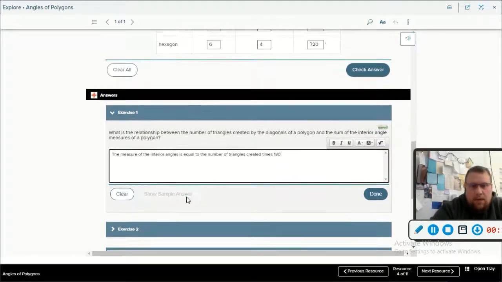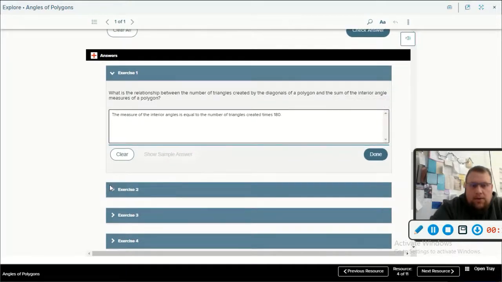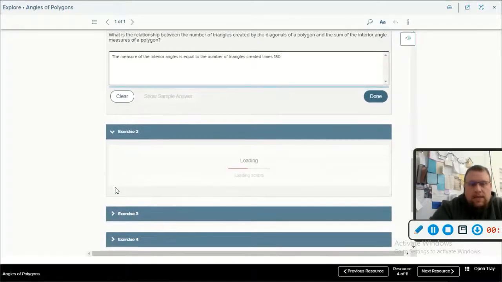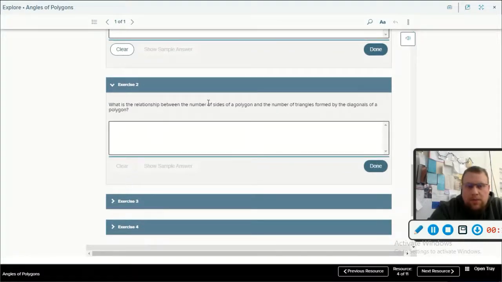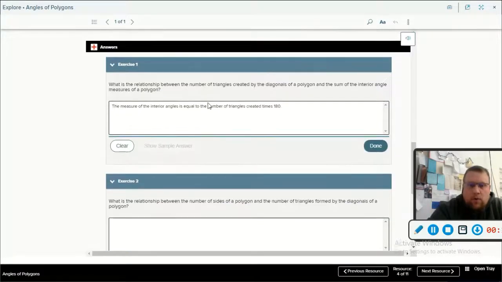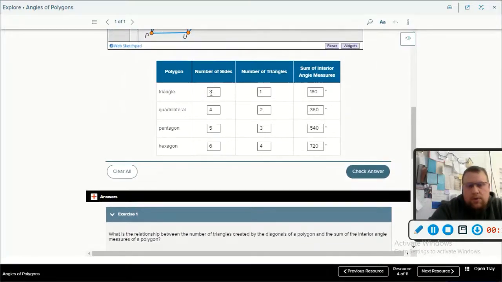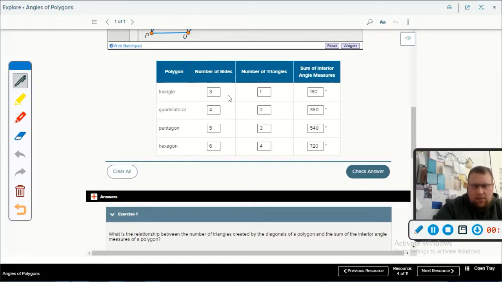Awesome. And then let's go to exercise 2. What is the relationship between the number of sides and the number of triangles formed? Well, if there were 3 sides, 1 triangle was formed. 4 sides, 2 were formed. 5 sides, 3 were formed. 6 sides, 4 were formed. Does anybody notice that there's a difference of 2 each time? In mathematical terms, 3 minus 2 is 1. 4 minus 2 is 2. 5 minus 2 is 3. 6 minus 2 is 4.